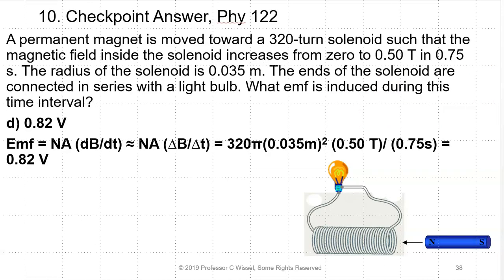If you are an algebra-based student, please stay here on slide number 38. Okay, so the answer to this is D, which is 0.82 volts. The EMF is going to be N times A dB/dt, and that's approximately equal to N A ΔB/Δt. So 320 π times (0.035 meters) squared times 0.50 Tesla, which is how much the magnetic field changes in 0.75 seconds. And the answer is 0.82 volts.